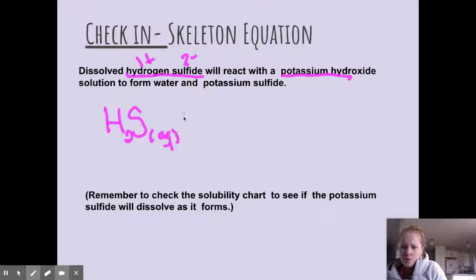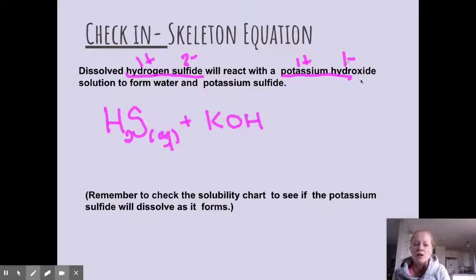My next compound that it reacts with is potassium hydroxide. Potassium is K with a charge of 1 positive. Hydroxide is a polyatomic ion, so that's at the top of our periodic table, which is OH. This has a charge of 1 negative, so this is balanced. It says potassium hydroxide solution, which tells us it's in aqueous form or state.